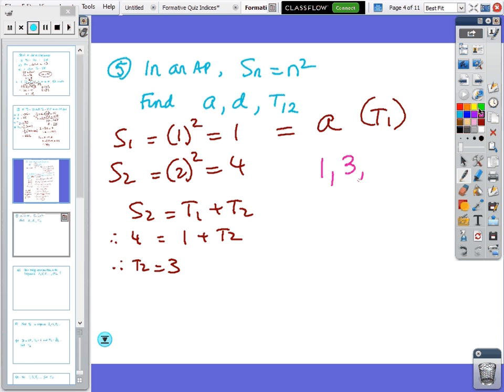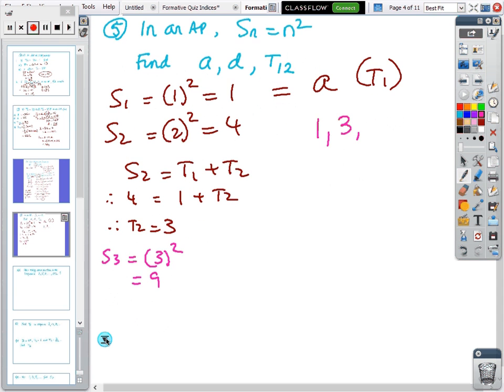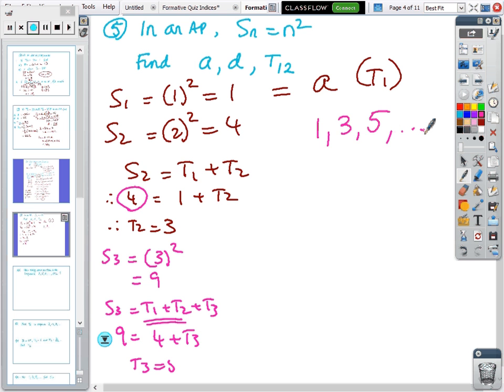Now it's going to be an AP, but let's just prove it. S3 equals 3 squared, which is 9. But we know that S3 equals T1 plus T2 plus T3. So 9 equals 4 plus T3. So T3 equals 5. So straight away I've got my pattern going. So A equals 1, D equals 2.